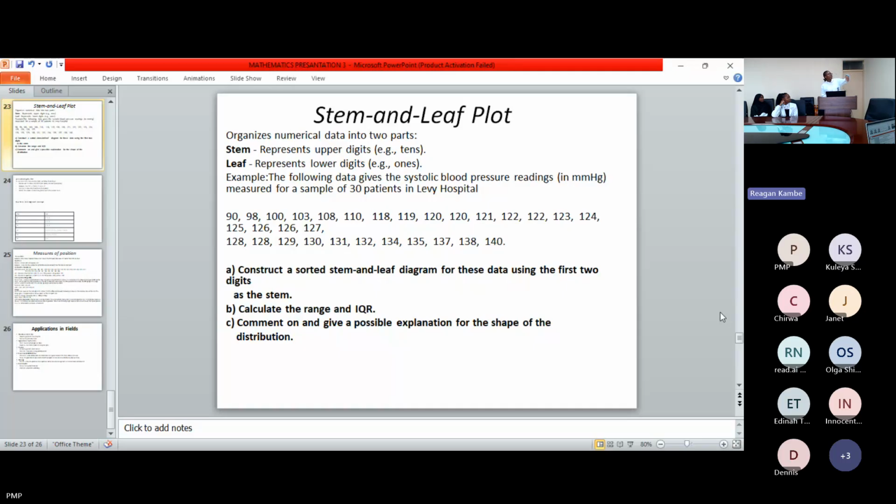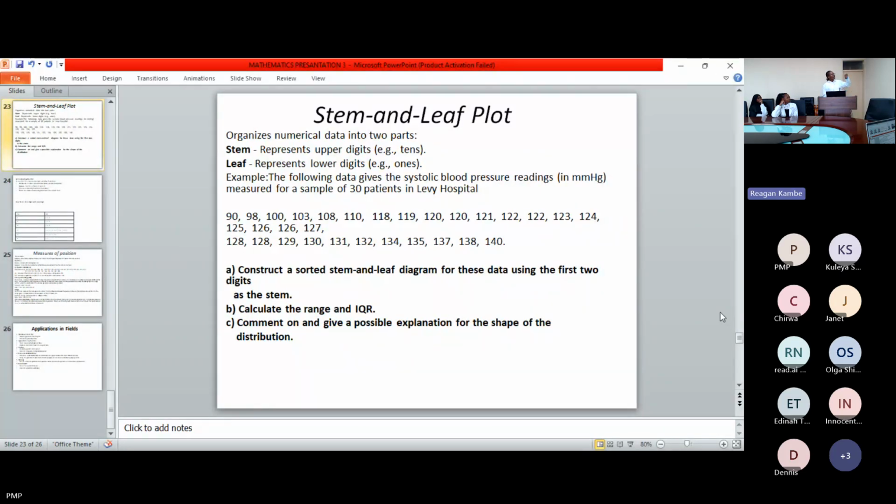The following data gives the systolic pressure readings in millimeters of mercury measured for a sample of 8 patients in the Lady Hospital. Those numbers are the readings for the systolic blood pressure. The question goes on to say, construct a sorted stem and leaf diagram for this data using the first 2 digits as the stem.